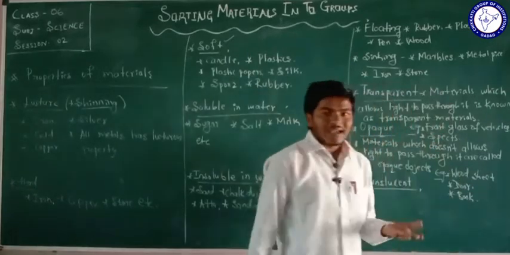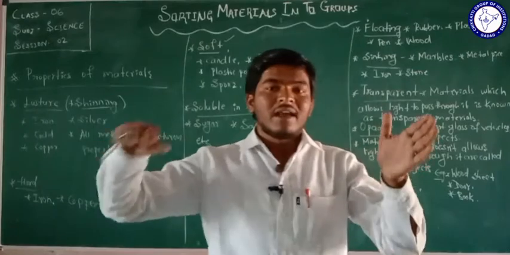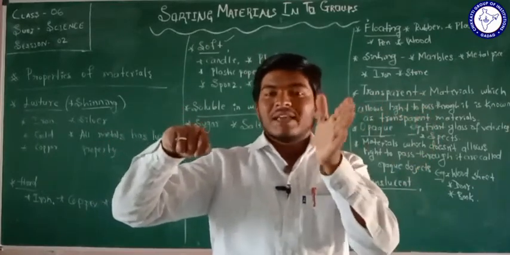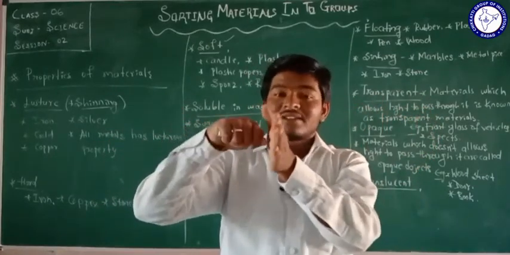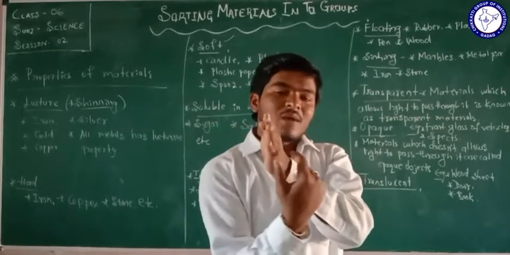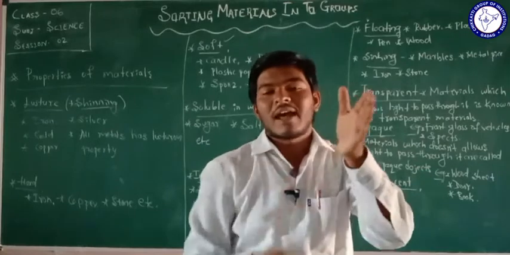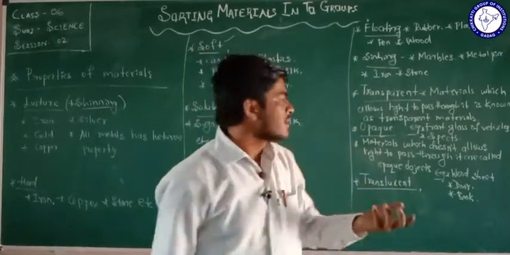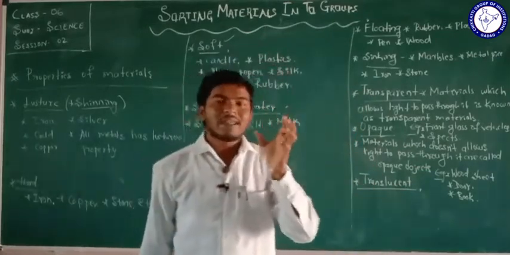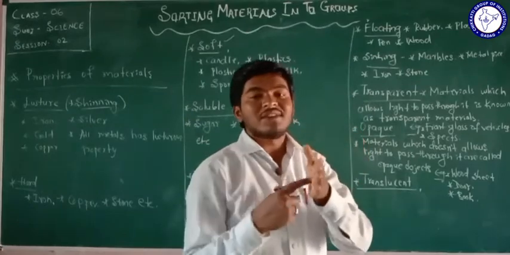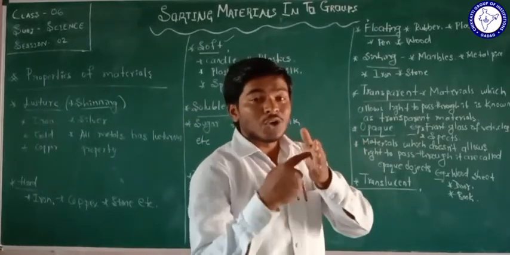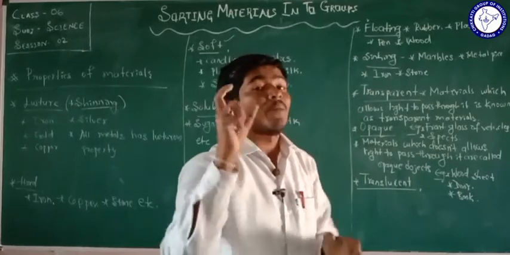Isn't it? Again, you can take a torchlight and place your hand at the torchlight. Do the light rays come through your hand? No. Why? Because your hand is an opaque material. So that is the property: the materials which don't allow the light rays to pass through them are called opaque materials.